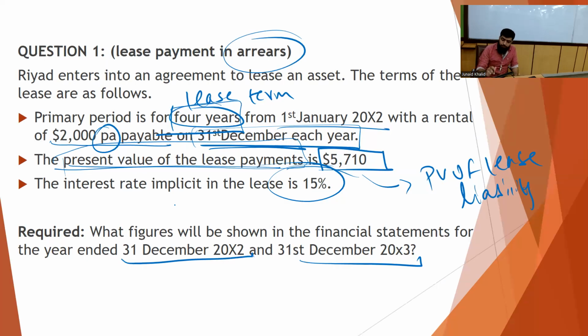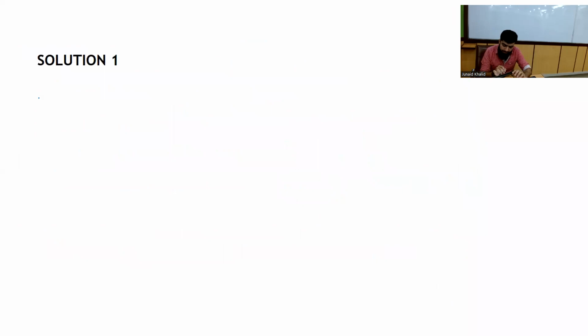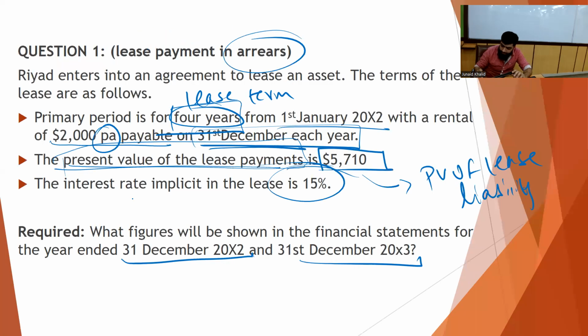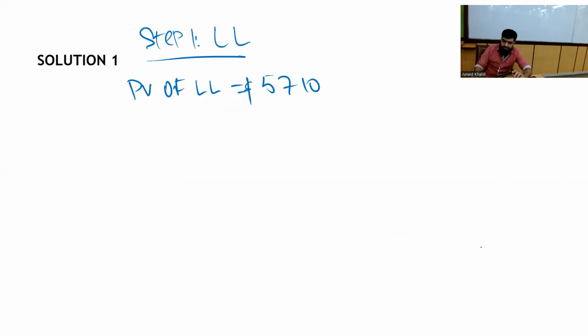First of all, step one. Step one is to calculate what? Lease liability. But right now in this question, the present value of lease liability or lease payment is already given, and that was $5710. Am I right? Yes, 5710 is the lease liability.